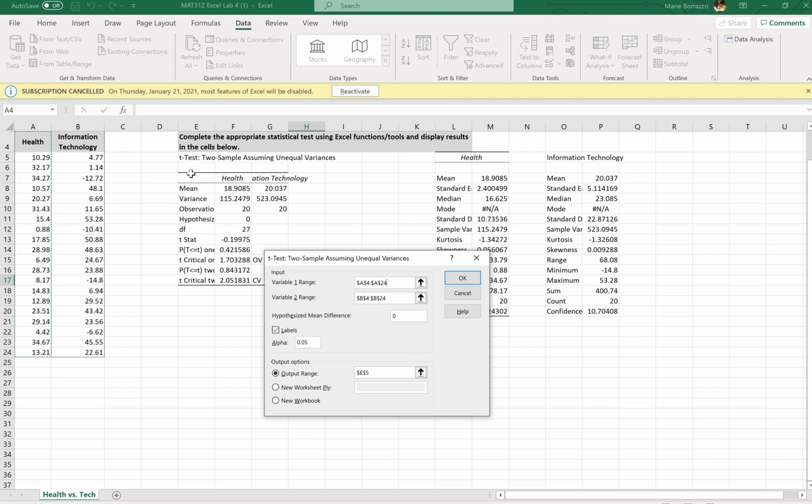And so I went ahead and put the output range here. I just clicked on cell E5, which started here, and then I hit OK. And that's how I obtained this part of the information right here.